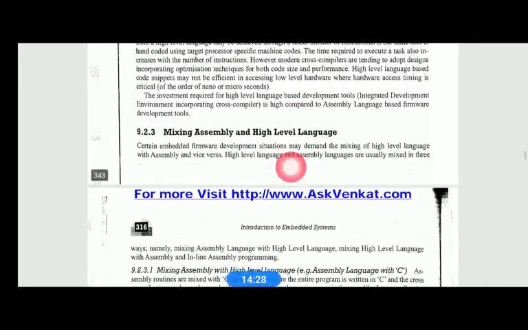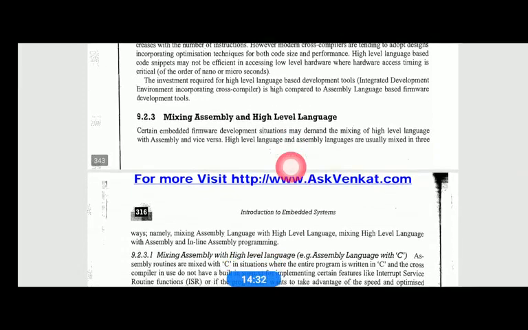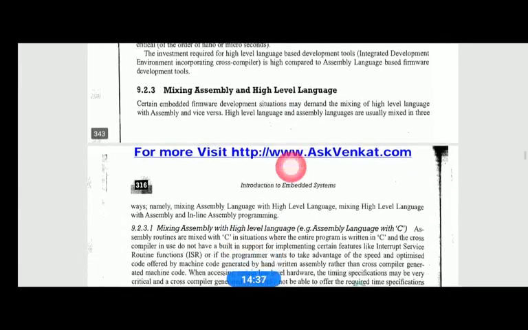And the investment required for high level language based development tools is very high as compared to assembly level language. That's another drawback. So in the next session we'll discuss the next topic, which is mixed assembly and high level language.